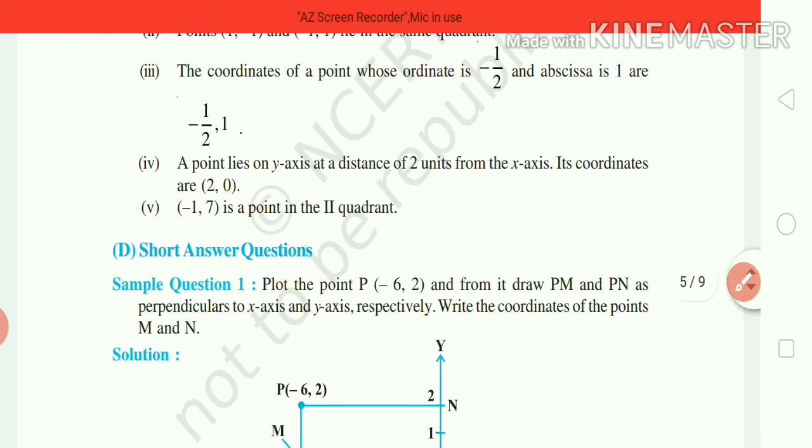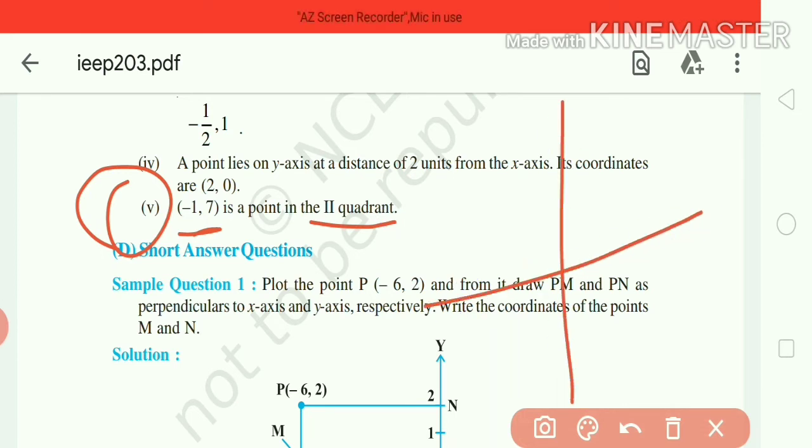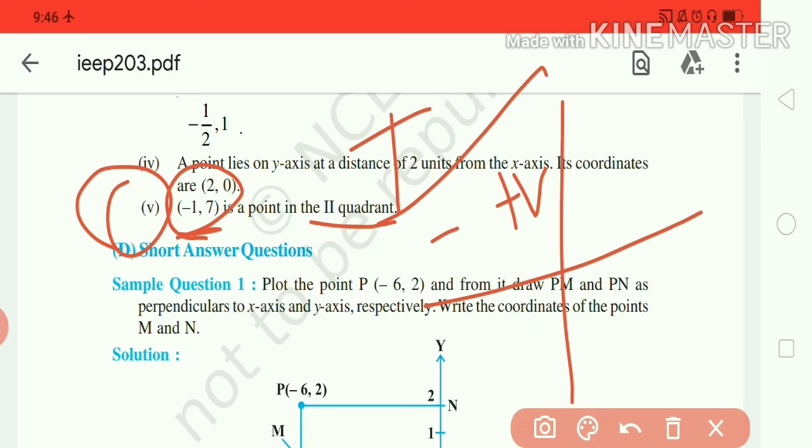Come to the fifth part. -1 and 7 is the point in the second quadrant. In the second quadrant, you know that x is negative and y is positive. So here x is negative, y is positive. Yes, it lies in the second quadrant, so it is true.